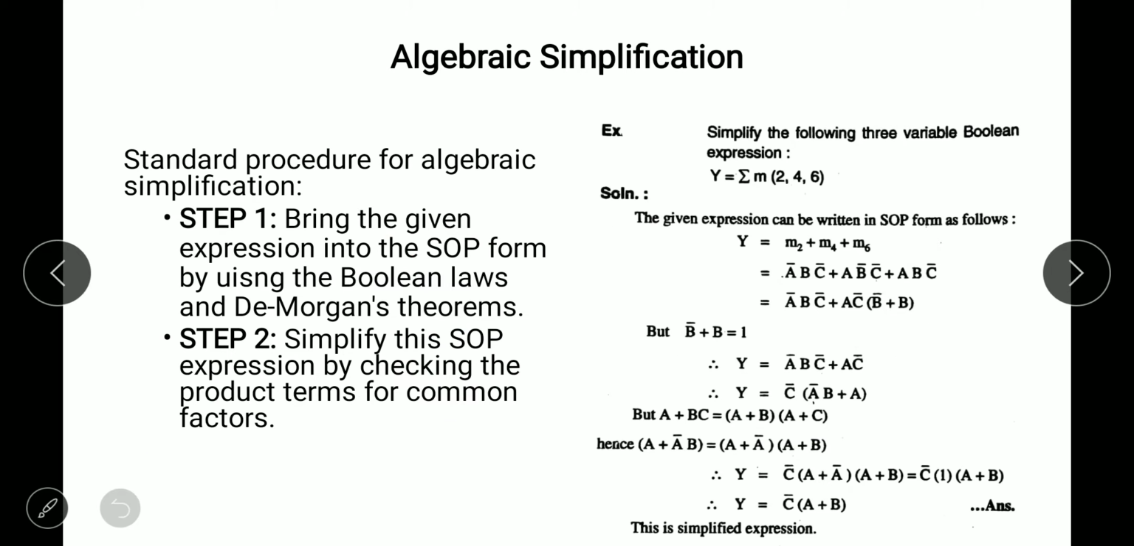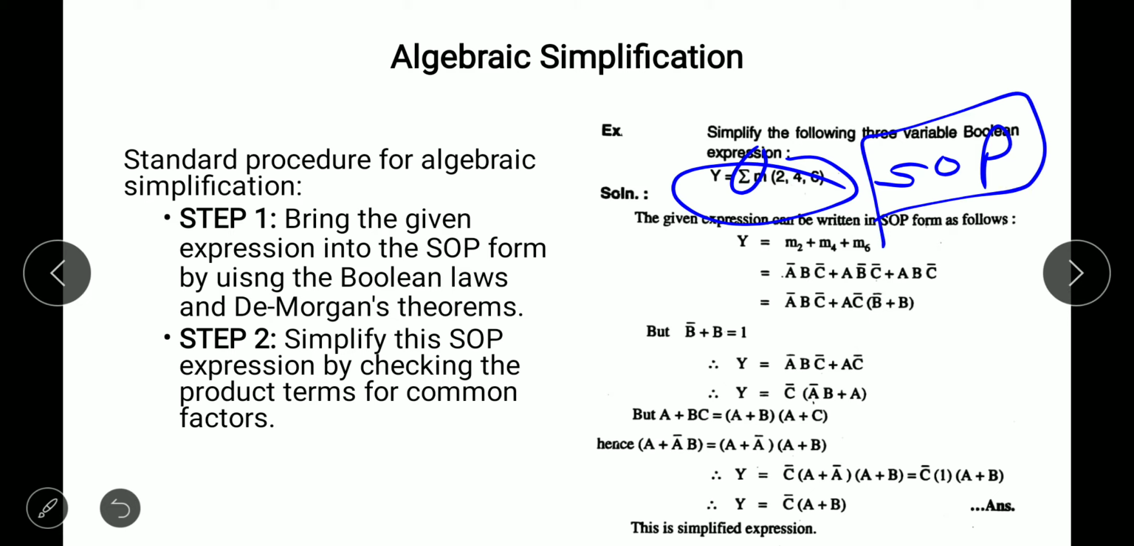Then algebraic simplification. Standard procedure for algebraic simplification. First, example 1: bring the given expression into the SOP form by using the Boolean laws and De Morgan's theorem. Simplify the following 3 variables Boolean expression. You have to see here, this is nothing but a min term. So we have to convert that into a standard SOP form. Why SOP? Because here min terms are present and min terms show the SOP form only.